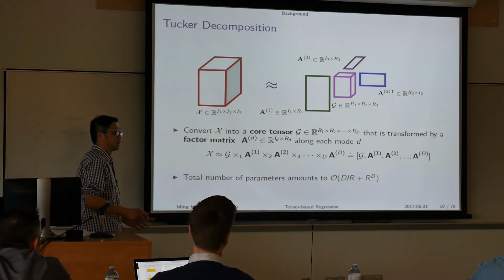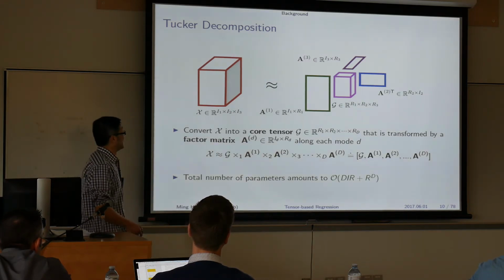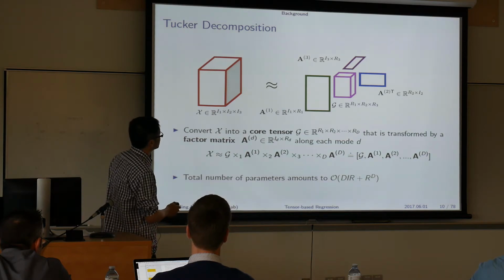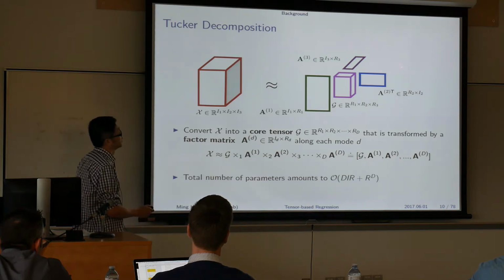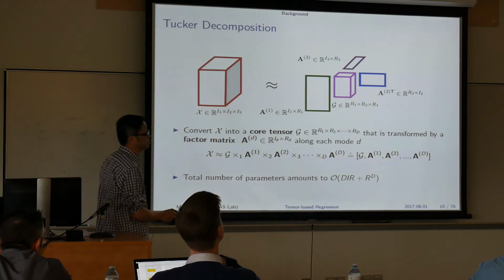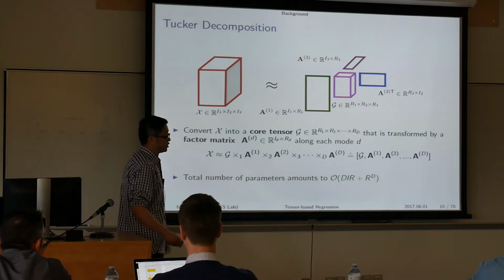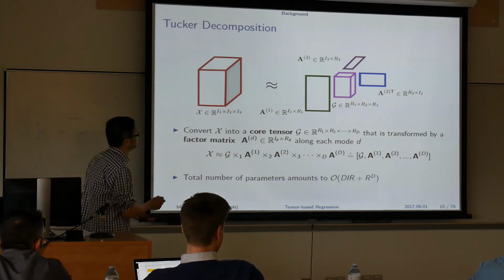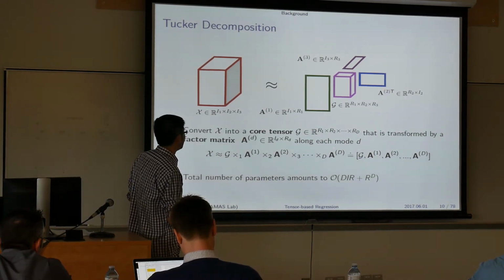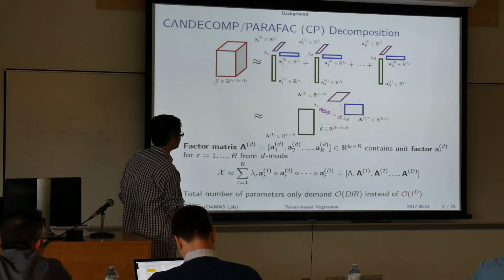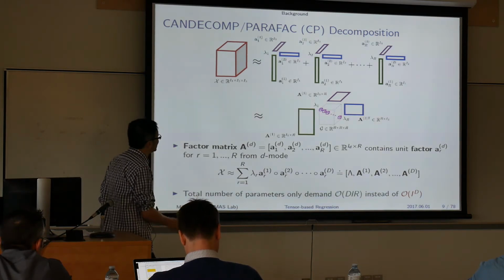The second fundamental decomposition is called Tucker decomposition. It is a form of higher-order PCA. It decomposes a tensor into a core tensor multiplied by a factor matrix along each mode. The factor matrices, which are usually orthogonal, can be thought of as principal components along each mode, and the entries of the core tensor show the level of interaction between different components. Furthermore, CP decomposition can be thought of as a special case of Tucker decomposition with a restricted superdiagonal core tensor.